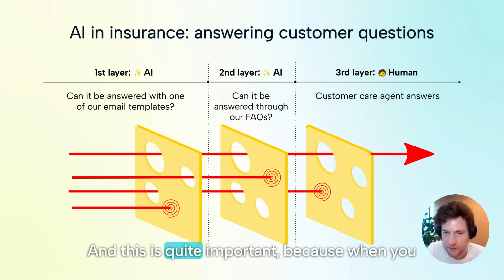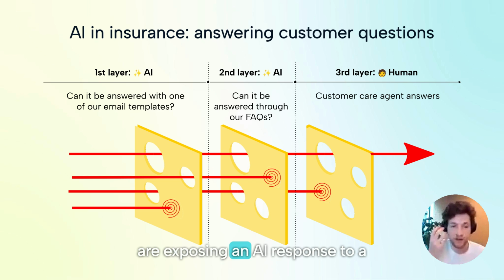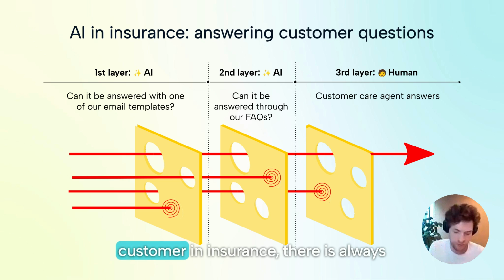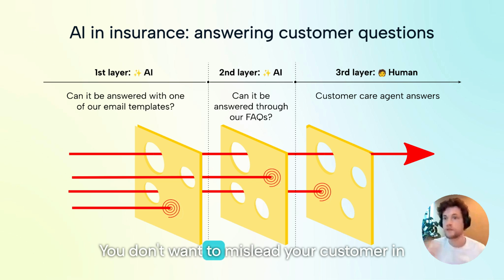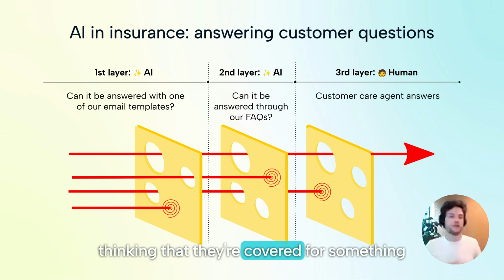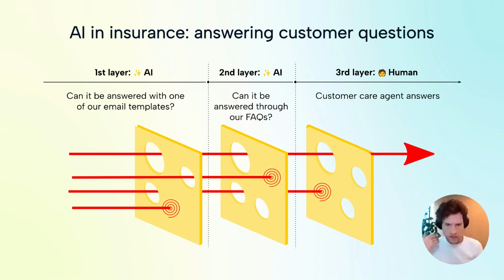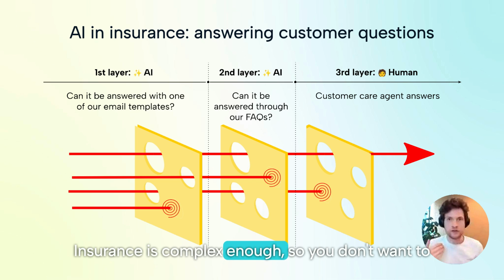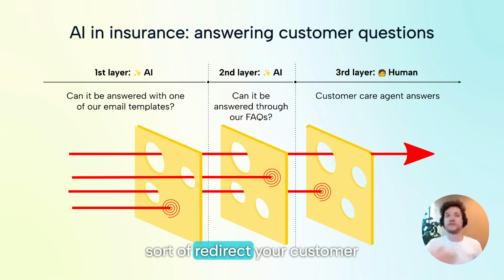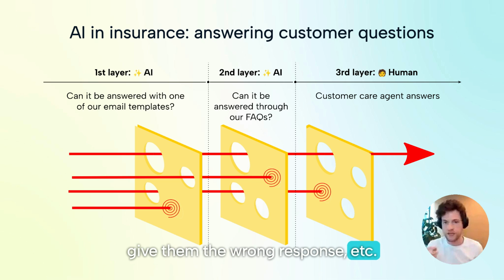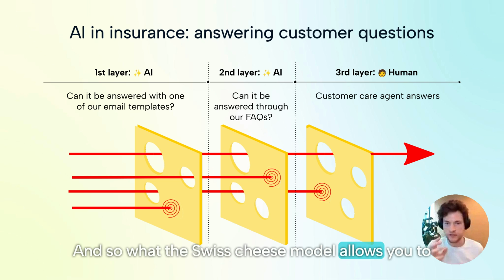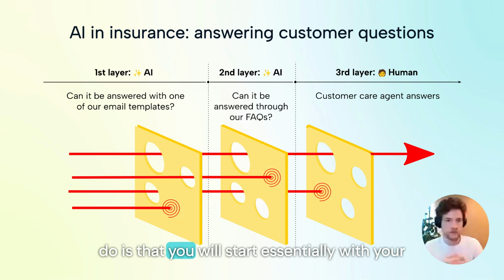And this is quite important because when you are exposing an AI response to a customer in insurance, there is always a very, very big risk attached to it. You don't want to mislead your customer into thinking that they're covered for something that they aren't. Insurance is complex enough, so you don't want to redirect your customer to the wrong resource, give them the wrong response, etc.